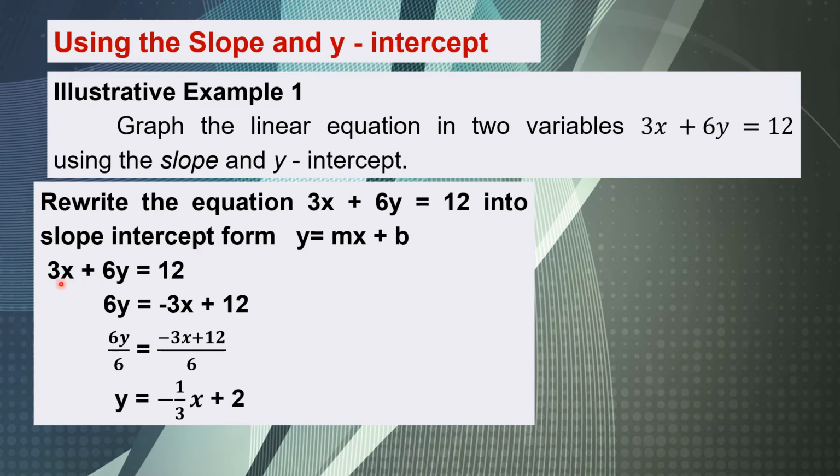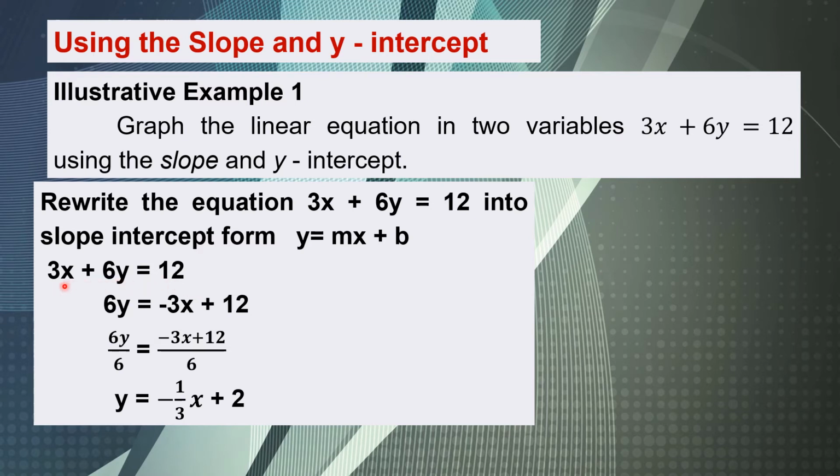So as you can see, we have 3x here. Dapat nasa kabilang side siya. Dapat y lang yung andito sa ating left side. Okay, y lang yung nasa left side. So yung may x at yung ating b ay dapat nasa right side. So we are going to transpose or ilipat natin tong 3x dito sa kabilang side.